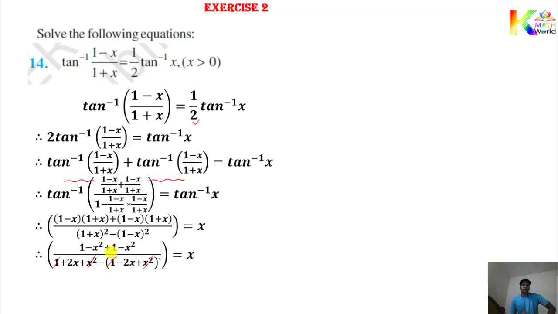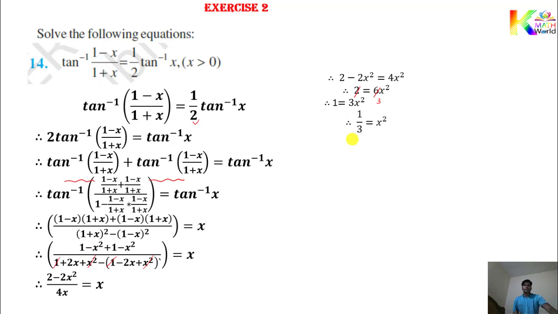So in numerator what is left? 1 plus 1, that is 2, 2 minus 2x square. While in denominator what is left? 2x plus 2x, that is 4x equals to x. So taking this 4x on that side, so we get 2 minus 2x square, that is equals to 4x square. So this 2x square on that side, so you get 2 equals to 6x square. So 2 3s are 6. So you got x square, this 3 on that side, so you got x square, that is 1 by 3.